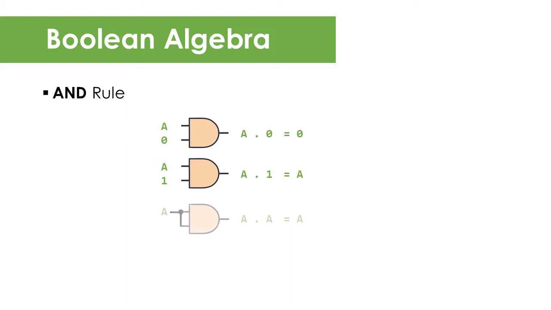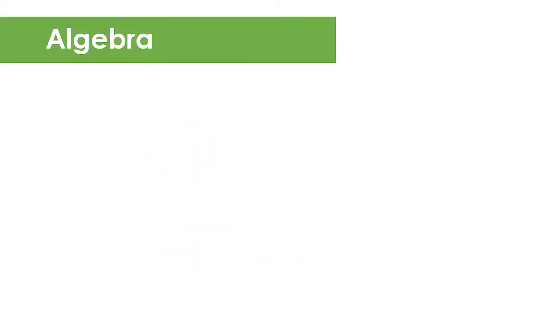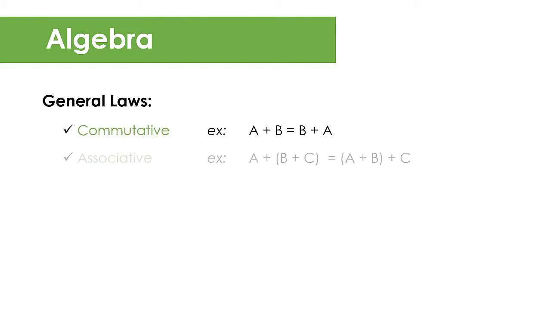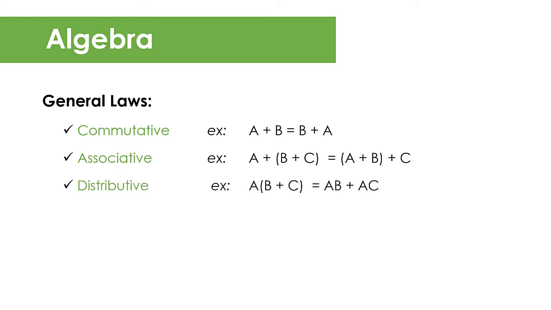The third is, if an input signal A is ANDed with the same input signal A, then the output is the same signal A. Finally, if an input signal of A is ANDed with its inverted signal A bar, then the output is logic 0. On top of these rules, the general laws of algebra still apply: the commutative, associative, and distributive laws.